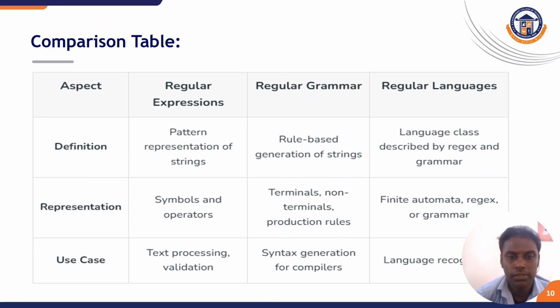The comparison table. So definition, representation and use cases are the aspects that we are going to compare for regular expression, grammar and languages. For the definition, a regular expression is a pattern for representing strings. A grammar is rule-based generation of strings. A language is a class described by regex and grammar.